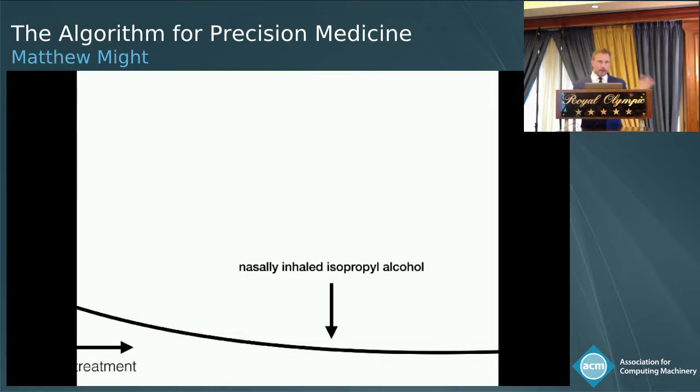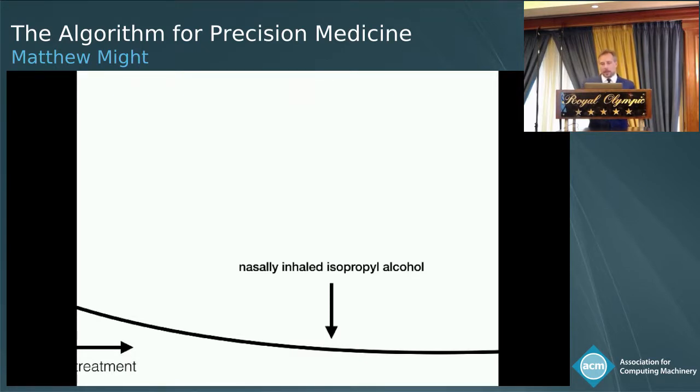So way down this curve, when you get to just 3 papers in support, we found nasally inhaled isopropyl alcohol. So rubbing alcohol from the sink on a cotton pad and you sniff it. So 3 papers in support of this for nausea. And we sent this back to her as being the safest next thing that she could quickly try.